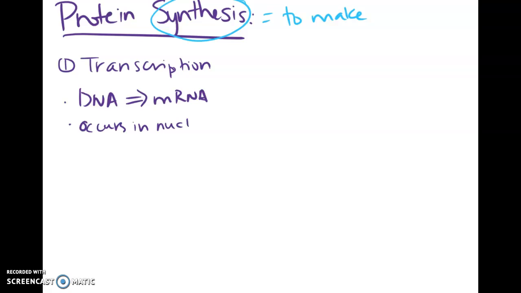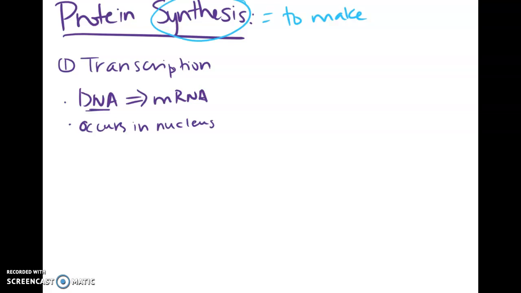And the reason why it occurs in the nucleus is because it's still dealing with DNA, which means that the DNA is going to be in the nucleus, and that's where the process is going to occur, because that DNA is going to be too big to leave. And that's the reason why it's going to be converted into mRNA, so that messenger RNA can leave and then go and make proteins. Right?